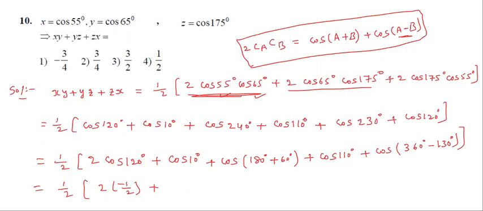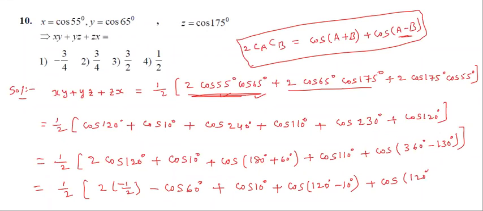Now here 180 plus 60. Which quadrant? Third quadrant. In the third quadrant, cos is negative. We get minus cos 60 plus cos 10 plus cos 110. That we can write as 120 minus 10. Plus cos of 360 minus 130. Fourth quadrant, cos positive, and we get cos 130. 130 means I am going to write 120 plus 10.